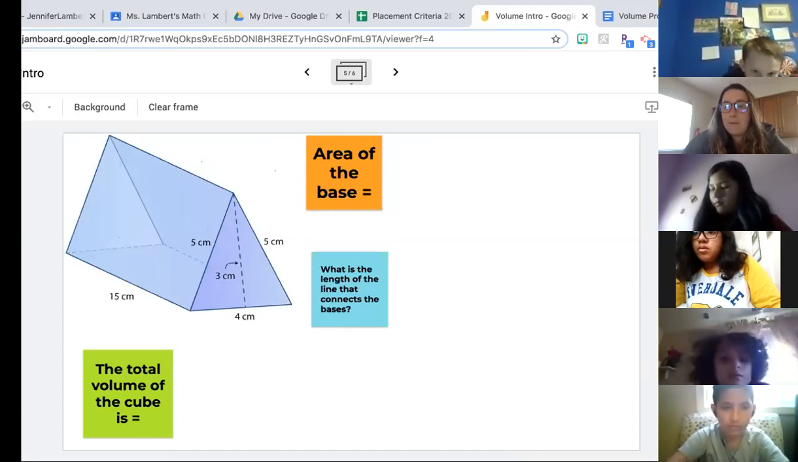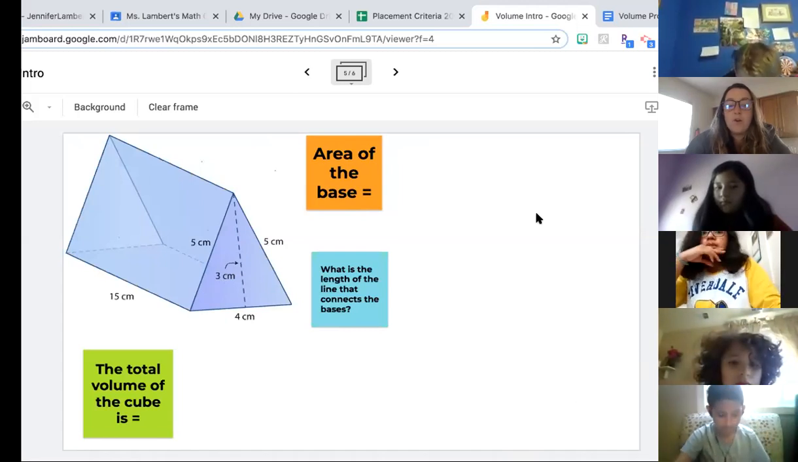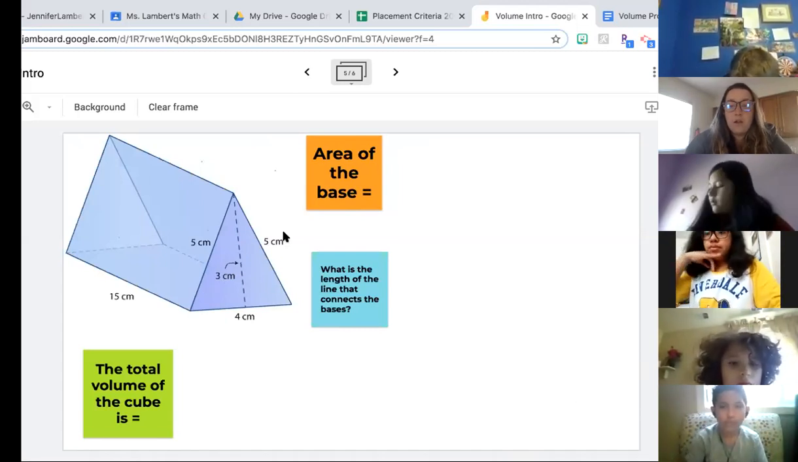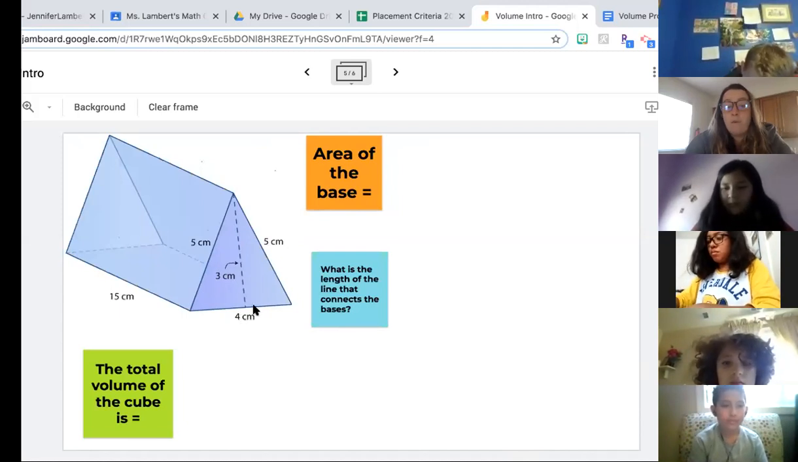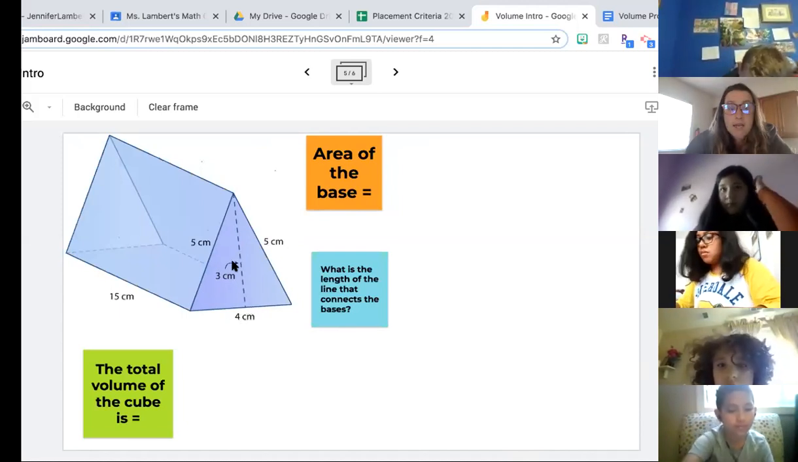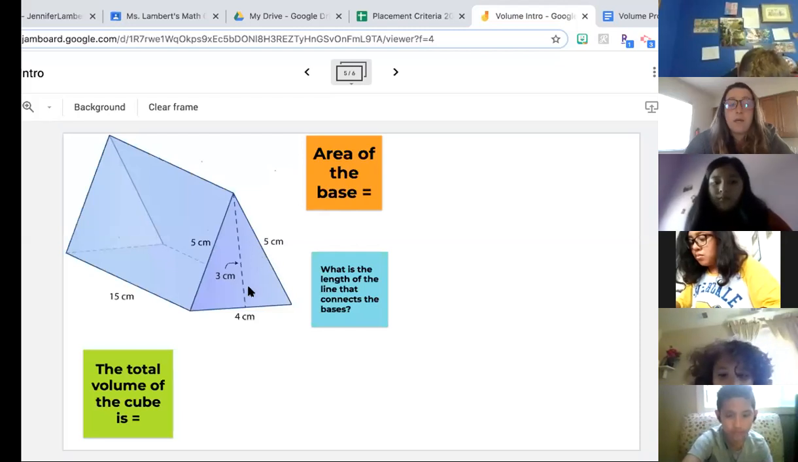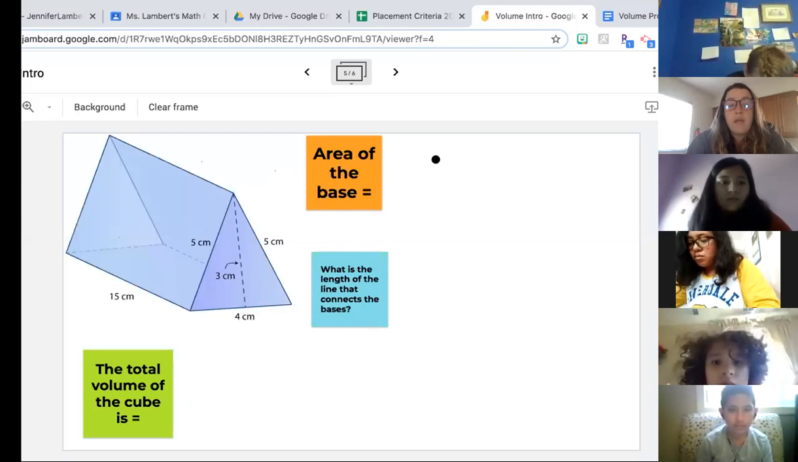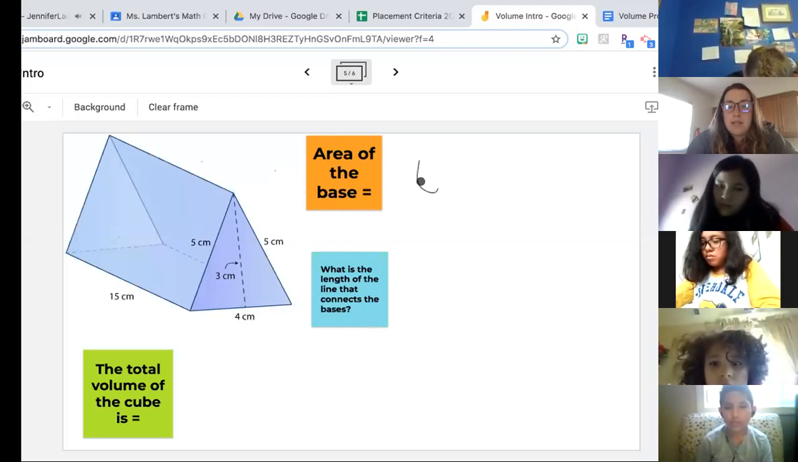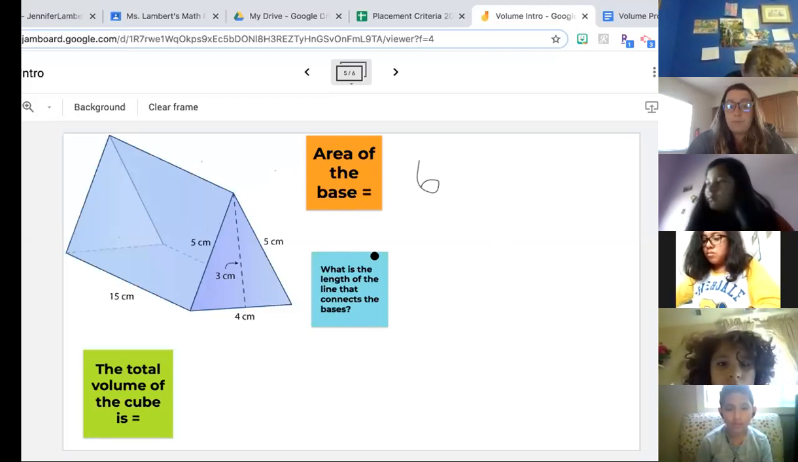So we can't forget about all the things we've learned about a triangle. For a triangle, we use 1/2 times base times height. The base is 4, and the height is 3, not the 5, because the 3 is perpendicular to the 4. So 3 times 4 is 12, but then I have to divide by 2 or take the half, so I get 6. Good, I got a lot better answers now. 6 is the area of the base.